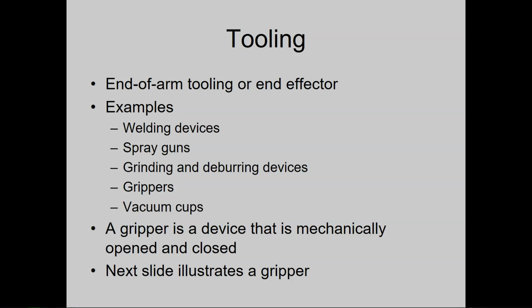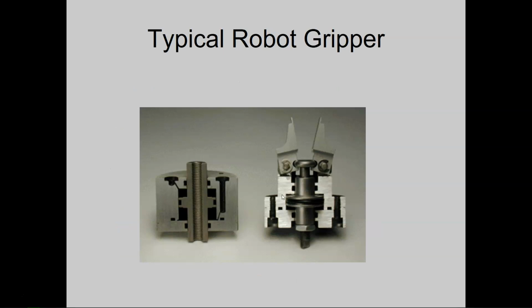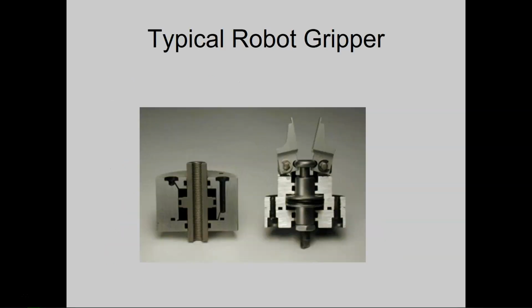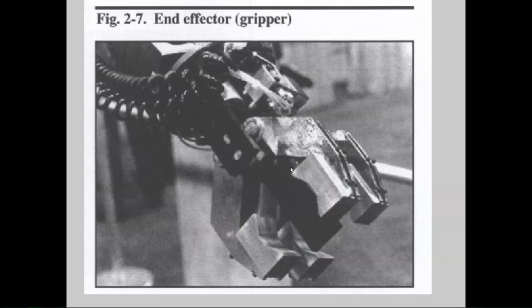A gripper is a device that is mechanically opened and closed. So this is a gripper, guys. A gripper is a type of end of arm tool. It is not the end of arm tool. A lot of things that the robots are used for, things like welding or just material handling. So these are a couple of typical robot grippers. All they do is open and close to pick something up.